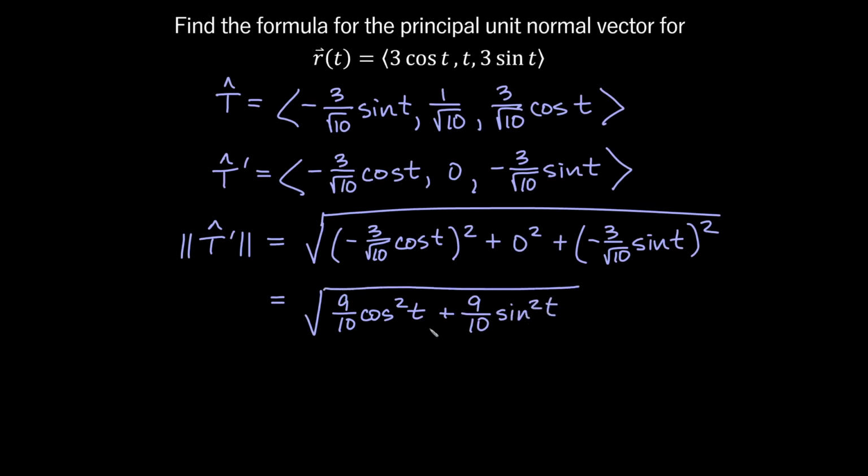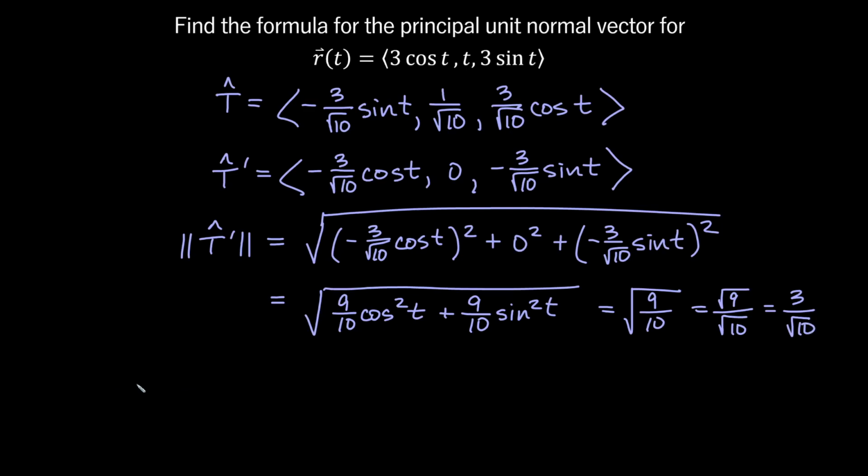And so what we really have is 9 over 10 times the Pythagorean identity again that we had earlier in the video, cosine squared of t plus sine squared of t. So this is really all 9 over 10 times 1. So we'll get the square root of 9 over 10 then for this one. And we know the square root of 9, so let's go ahead and think of this as root 9 over root 10, which is really 3 over root 10.